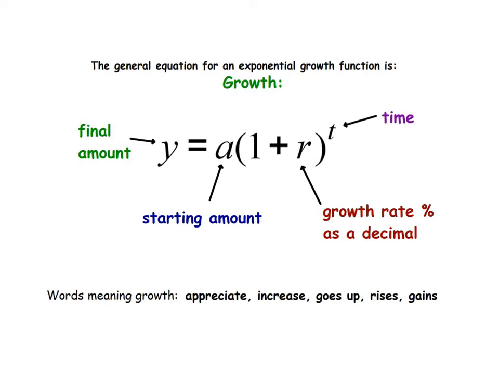And then typically the exponent is our variable, and like I said, typically that represents time. So I just went ahead and used the variable t rather than x. And you're going to see all different variables used here. In business, rather than a, you might see P standing for principal. So even though we might use different letters, they're going to mean the same thing. Words meaning growth: appreciation, increasing, goes up, rises, gains. All of that means exponential growth.